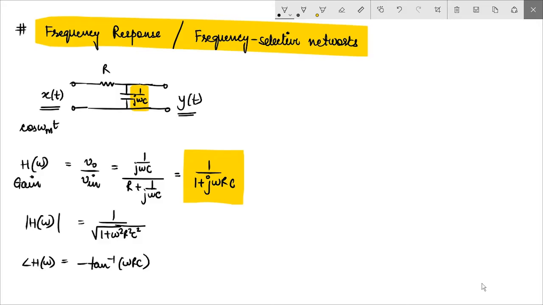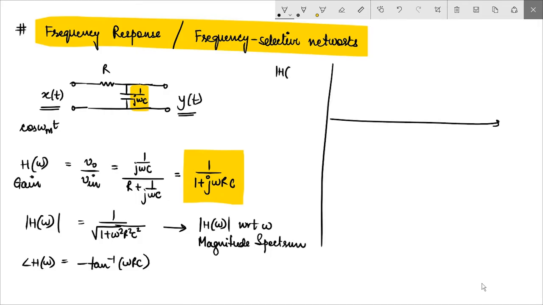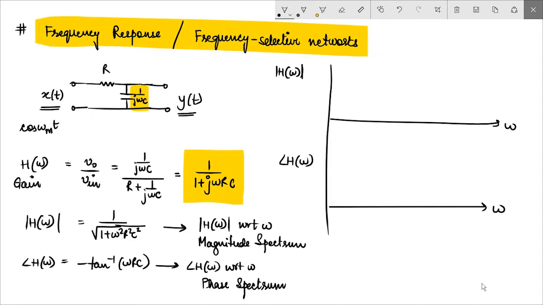Now, when we sketch this, meaning the magnitude of the gain with respect to omega, this would be called the magnitude spectrum. That means if I was to sketch mod of H of omega with respect to omega, this would be called the magnitude spectrum, and angle of H of omega with respect to omega, this would be called the phase spectrum. If it just says spectrum, typically it would mean magnitude spectrum. Together, this spectrum is called the Bode plot.